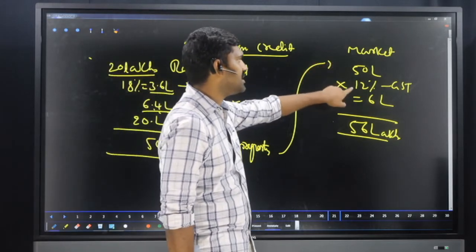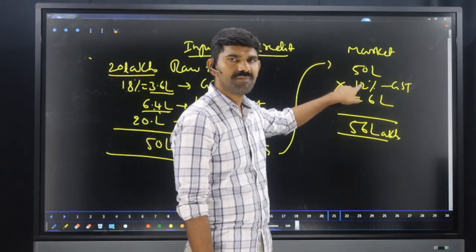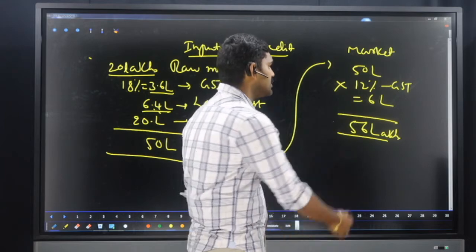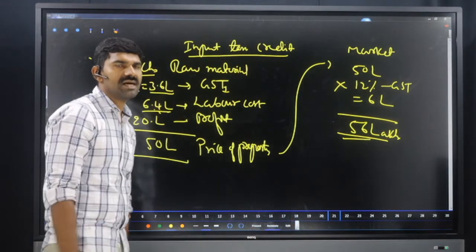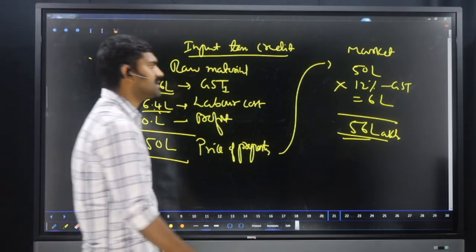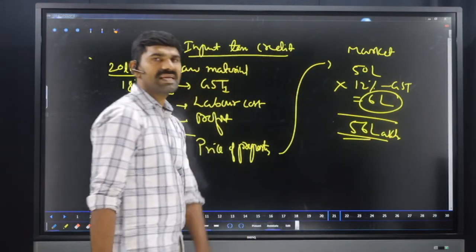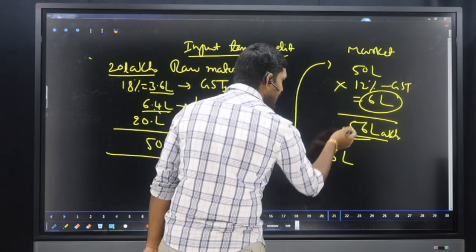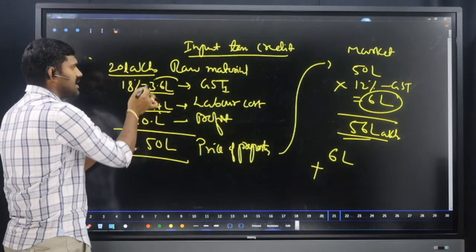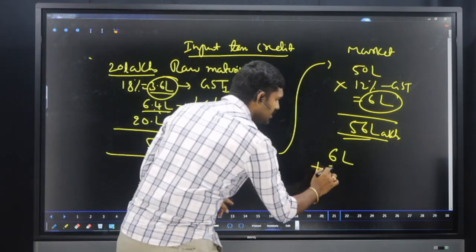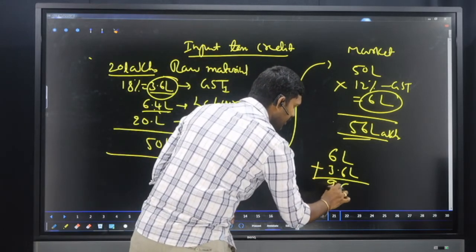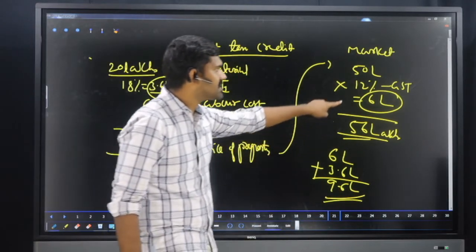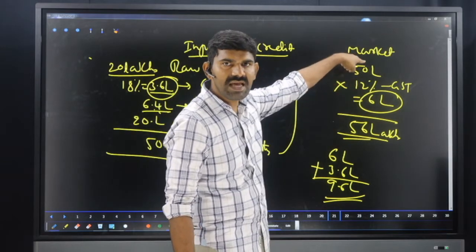Someone purchased the property, they paid 12% as GST. When they paid 12% GST, they'll pay 6 lakhs. So total they're paying 56 lakhs. Now if you see how much GST is paid by the customer, normally 6 lakhs. But he's paying more than 6 lakhs. Why? When he's paying 56 lakhs, 6 lakh is the final GST, plus in that 50 lakhs, 3.6 lakhs is also there. So total he is paying 9.6 lakhs.